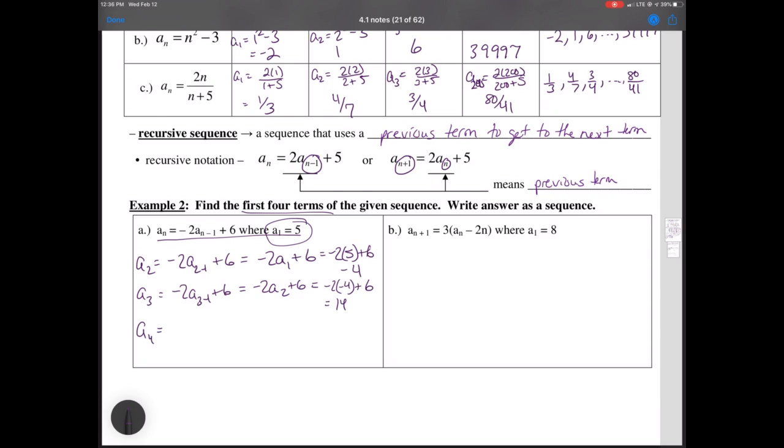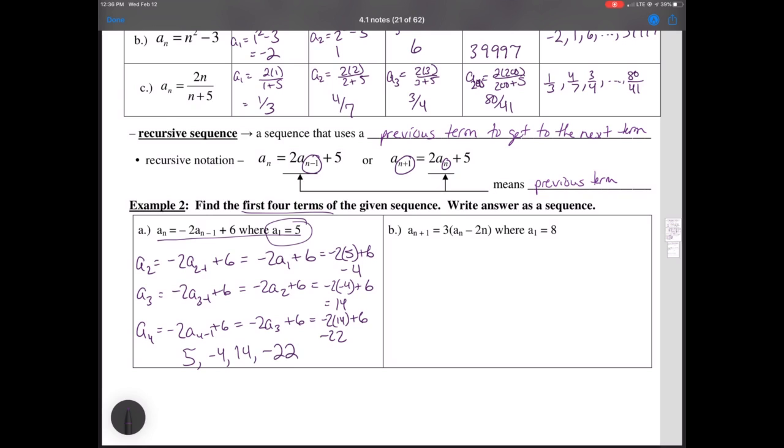a sub 4 equals -2 times a sub 3 plus 6. And we know a sub 3 is 14 because we just found it. So we plug that in, and we get -22. So our sequence is 5, -4, 14, -22.